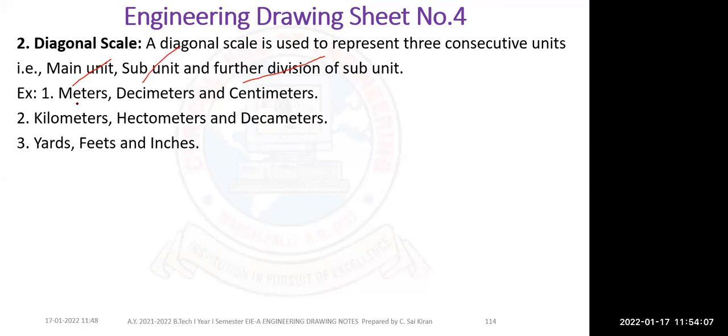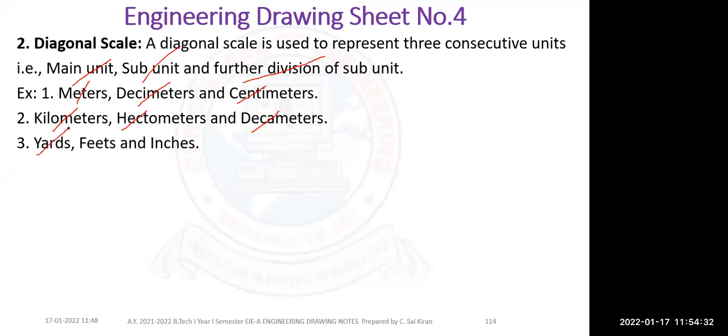Example, meters. Meters is the main unit. If I divide the meters by 10, it will become decimeters. If I divide decimeter by 10, it will become centimeter. Suppose if you take kilometers, 10 to the power of 3 meters. If you take 10 to the power of 2 meters, it will be hectometers. 10 to the power of 1 meter will be decameter. So continuously, three consecutive units we can measure by using this.